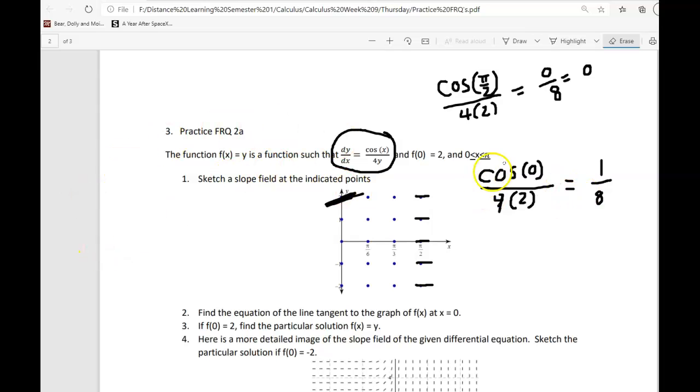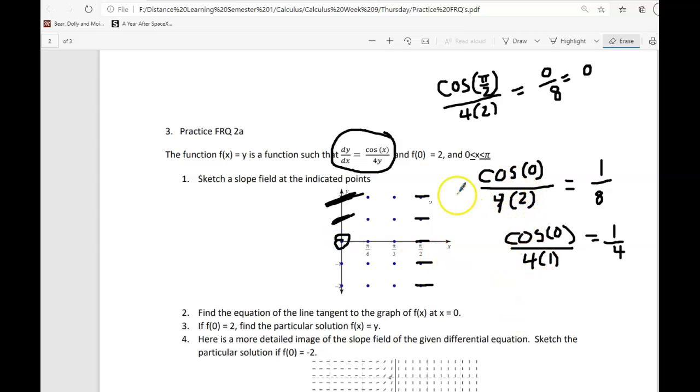Now, if you do the next one, cosine is still going to be 0. I do this one here. Cosine is still going to be 0, so I'm still going to get 1 in the numerator. The denominator, though, is going to change. It's going to be 4 times 1. And that's still pretty flat, but it should be a little less flat than this one. It's hard to tell.